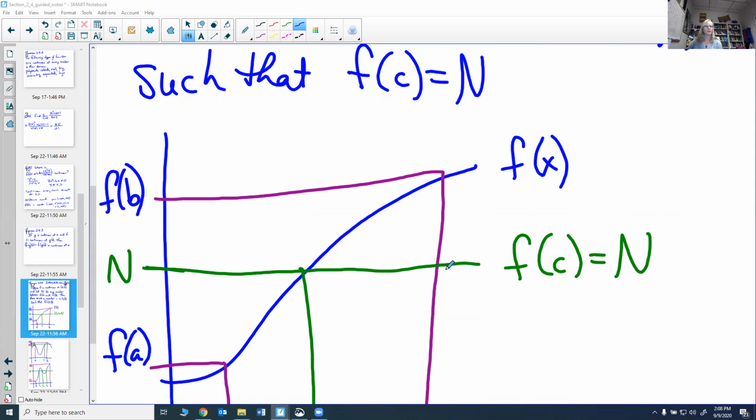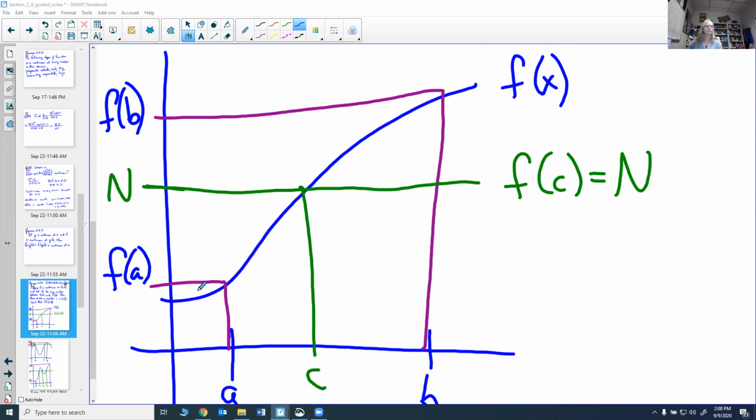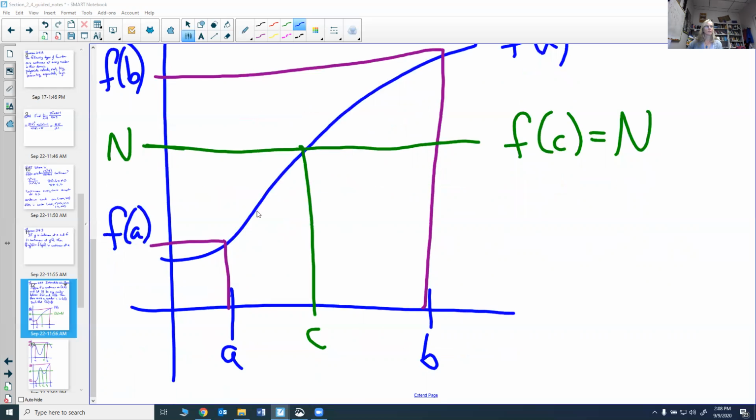is here's some n, here's some function, here's a and b. f of b is here, f of a is down here, and there is some number that's between f of b and f of a. So you can see n is between these two numbers on this axis. And there is some number c such that f of c is in fact n. So it's known as the Intermediate Value Theorem.